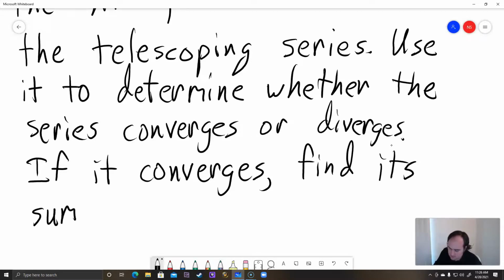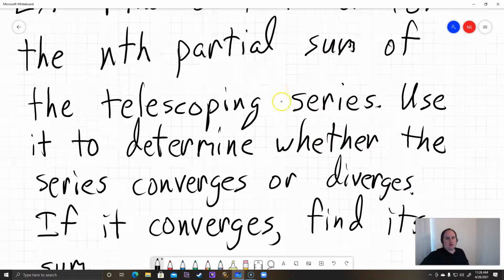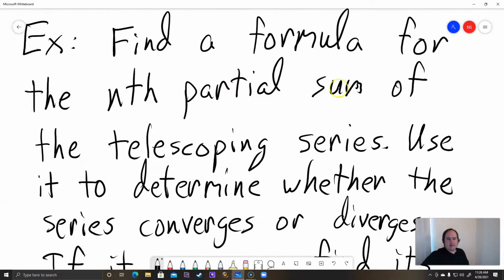Okay, so that's a really long set of directions. So let's go over that again. Find a formula for the nth partial sum. Remember, partial sums are where you add up a certain number of terms, all the terms up to that point. You need to find the nth partial sum of the telescoping series. Again, we haven't talked about what a telescoping series is exactly, but basically it's where you have minuses and pluses and a bunch of stuff cancels out.